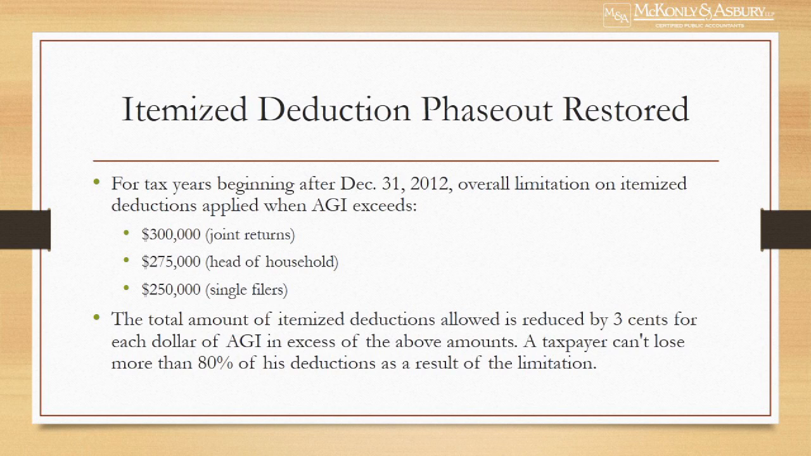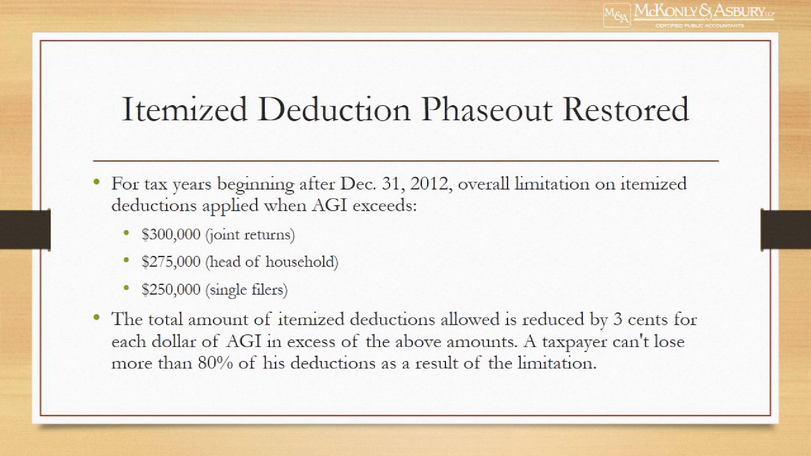You will lose a portion of your itemized deduction equal to 3% of the excess of your AGI over that $300,000. So if your AGI is $310,000, you would be over by $10,000. You would take 3% of that, which is $300. You would lose $300 of your itemized deductions in total. So your taxable income would be higher by $300 times whatever tax rate you'd be subject to.